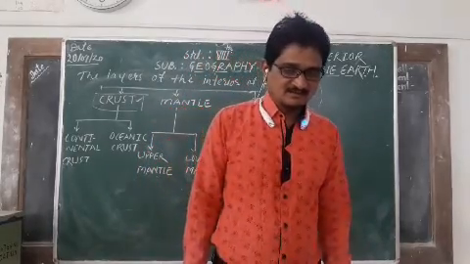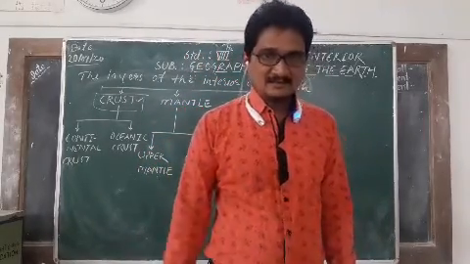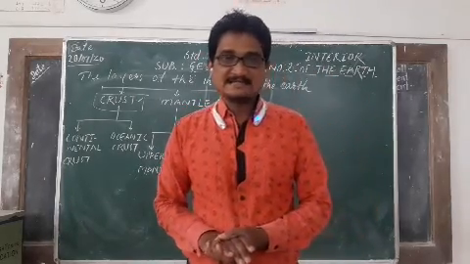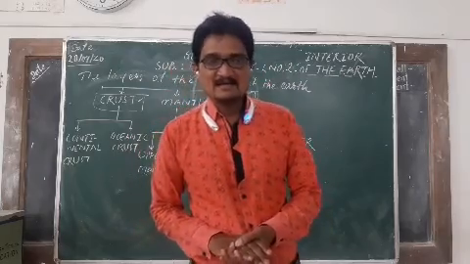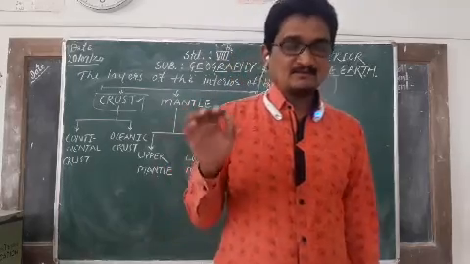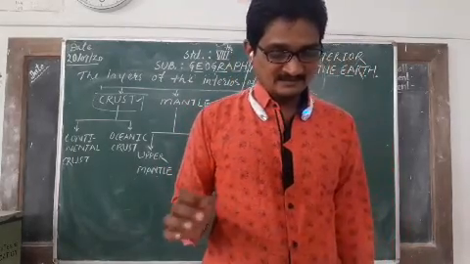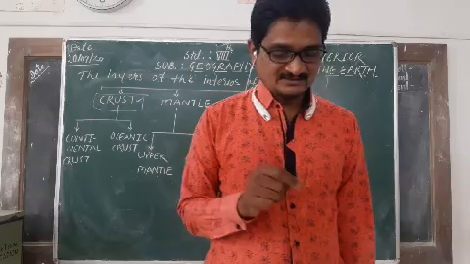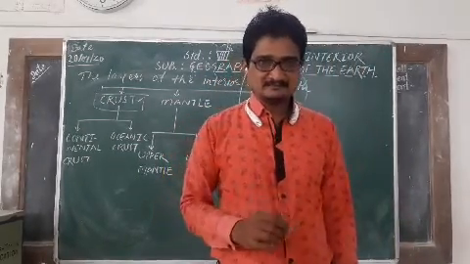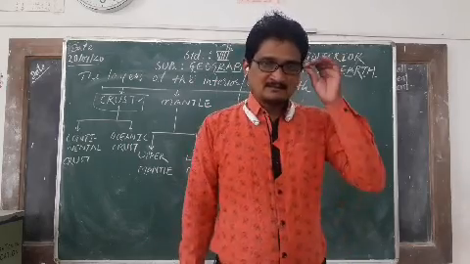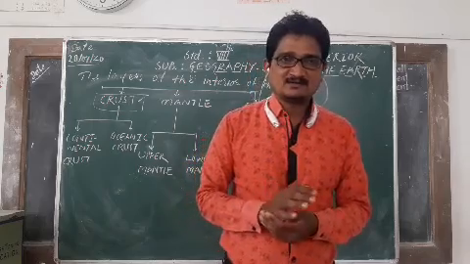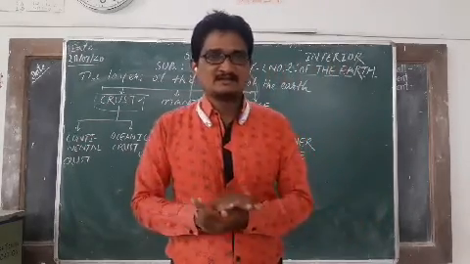See page number 12. Continental crust. The continents are mainly composed of silica and aluminium. Note down that. So these components are there in continental crust. They are silica and aluminium. Note down in your notebook. So I am giving markings. Okay. So note down all the points according to your exercise questions.